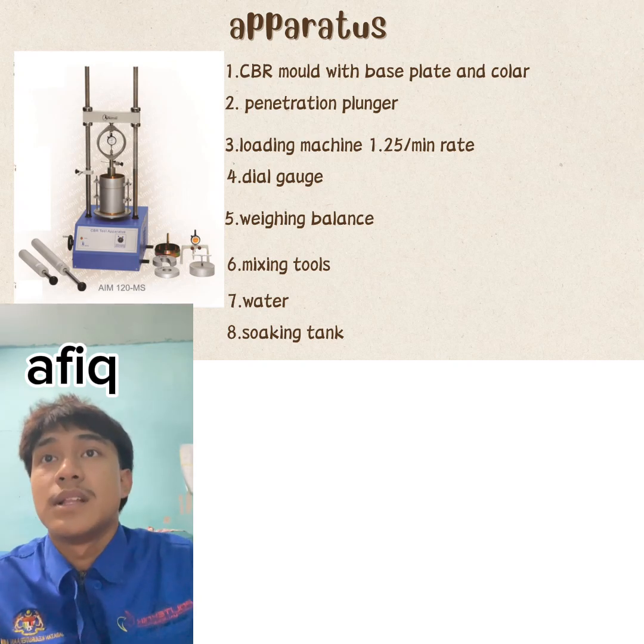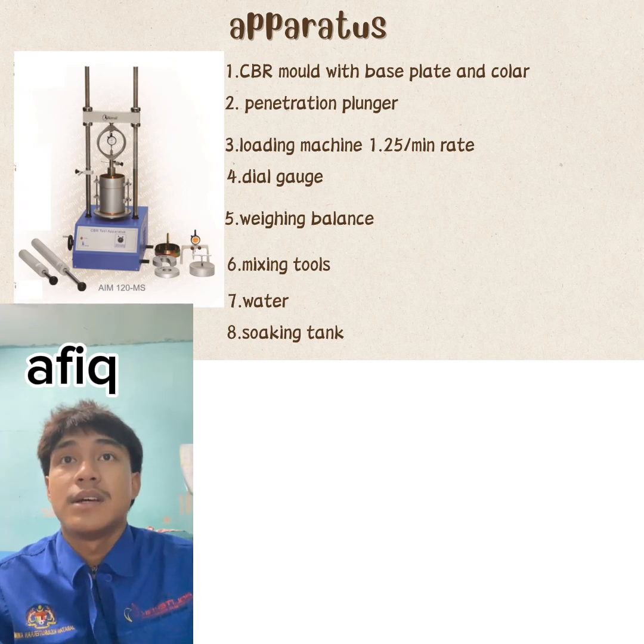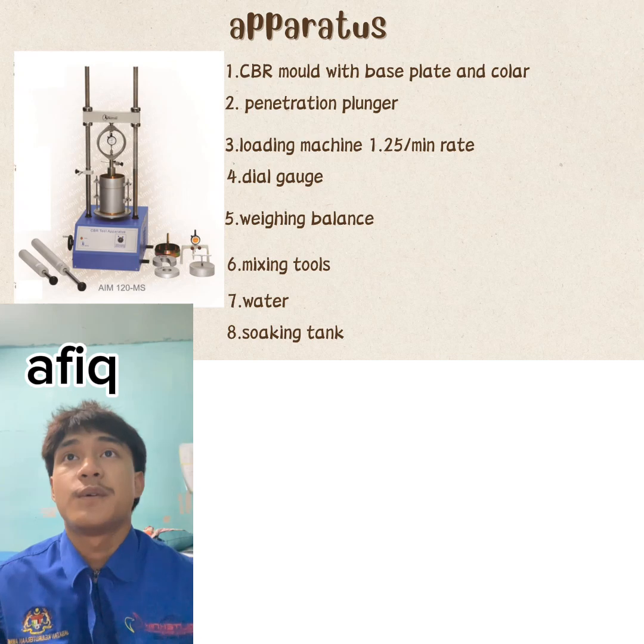The sixth one is a metal penetration piston 50 mm in diameter and a minimum of 100 mm in length. The seventh one is two dial gauges reading to 0.01 mm. And lastly, a 20 mm IS sieve. Next is the procedure.